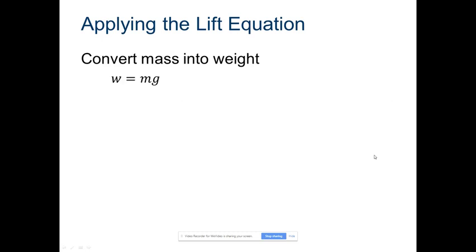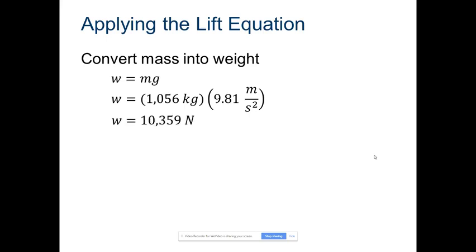So in order to help apply the lift equation, you do need to convert mass into weight. Sometimes they'll give you the weight or the mass of the aircraft. So you'll need to take the mass, which will be in kilograms, multiply it by 9.81 meters per second squared to get you the weight, which is in this case 10,000 newtons.